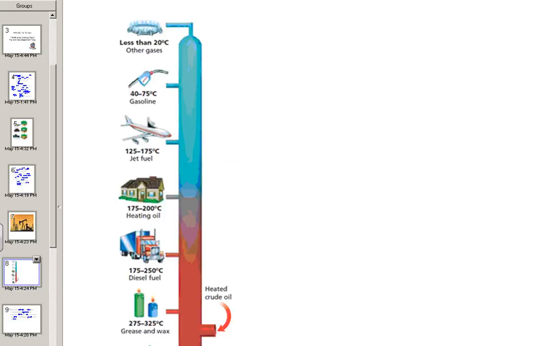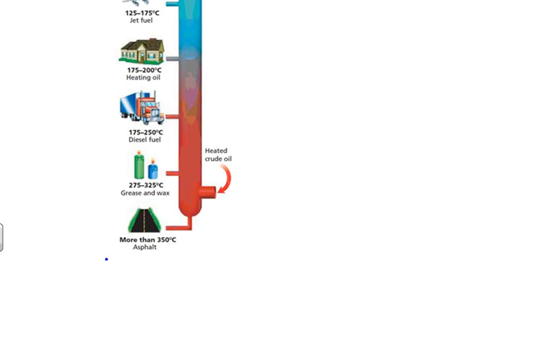And we talked about how at the different temperatures you're making different products like gasoline, and then a little bit hotter jet fuel, heating oil, diesel fuel, grease and wax, and then the hottest would make asphalt that you use to pave your roads.